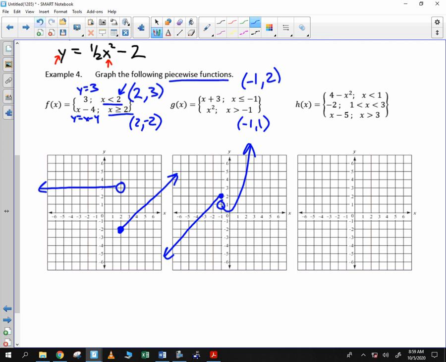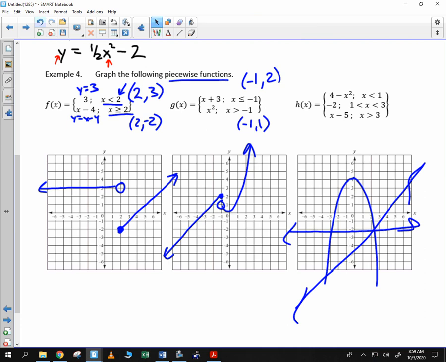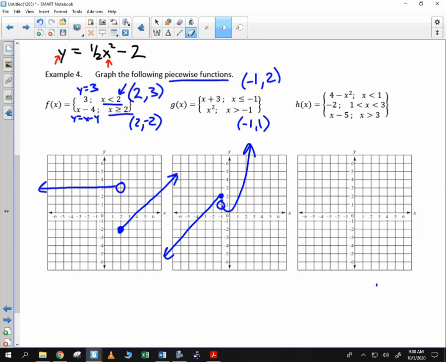Uh-oh, craziness, we got 3 graphs. Big deal. 4 minus x squared, you know it's a parabola, it's upside down, shifted up 4 units. The graph of negative 2, you know, is a horizontal line through negative 2. And x minus 5 is a line that travels through negative 5 on the y-axis. Those are the 3 graphs that you keep in mind. Now that you have them in mind, let's go ahead and sketch the graphs.